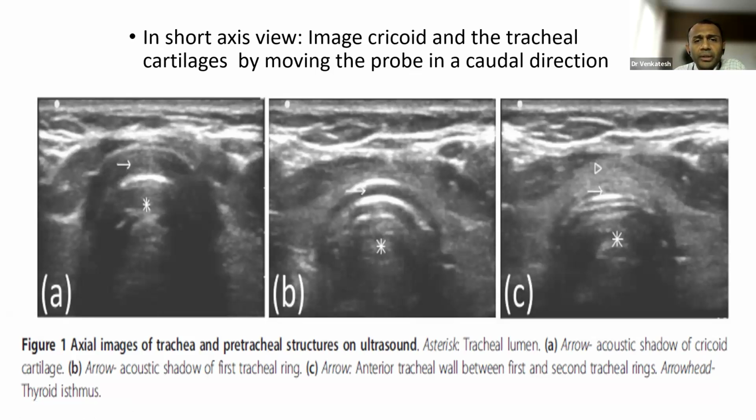Once you identify that, you slowly slide your probe downwards in the caudal direction. This is the smaller hypoechoic area, the first tracheal cartilage. This is the area between the first and second tracheal cartilage. That is where you stop and consider doing the procedure. That is how you slide your probe from above downwards.